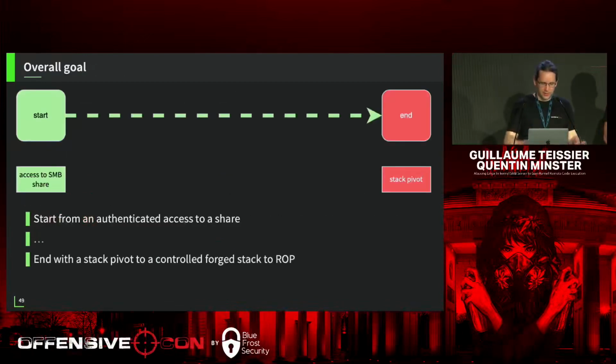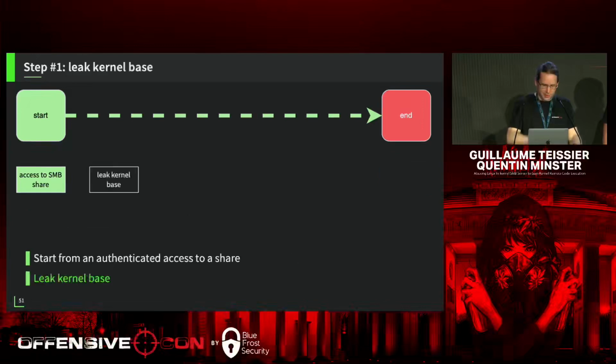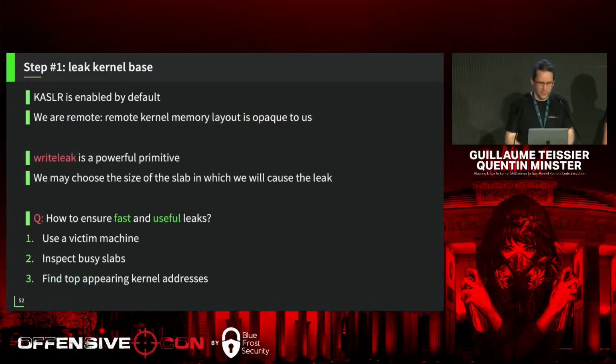So with that in mind, let's move on to the exploitation strategy. We have access to the share, and we want to end up with a stack pivot into our own ROP chain and further shellcode or whatever. The first step for us would be to leak the kernel base, because we will need gadgets at some point, and there is randomization. To do that, we'll use write leak, so we will leak information from the slabs.